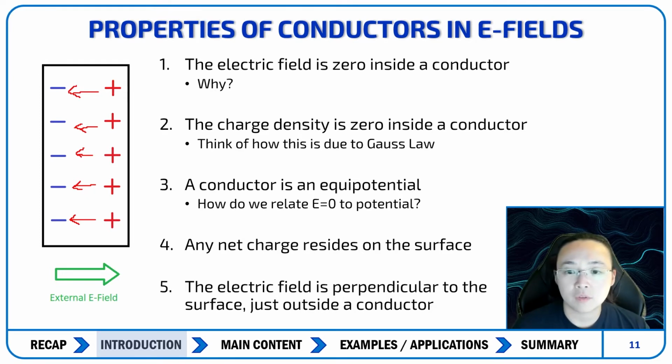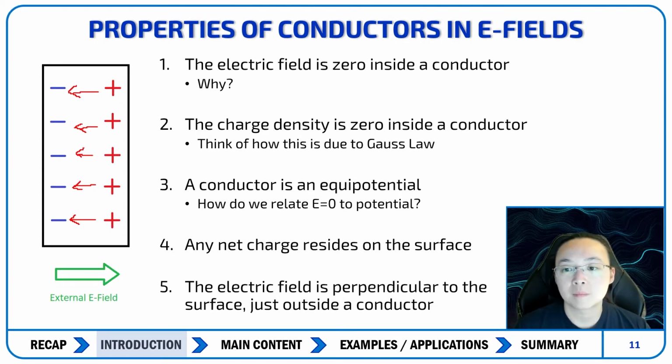So if E is equal to 0, then you have E times A equal to Q enclosed over epsilon naught, and that means E equal to 0 makes Q enclosed equal to 0, based on algebra from Gauss' law. So try rearranging that to see why your charge density would be 0 inside a conductor, because Q enclosed is equal to 0.